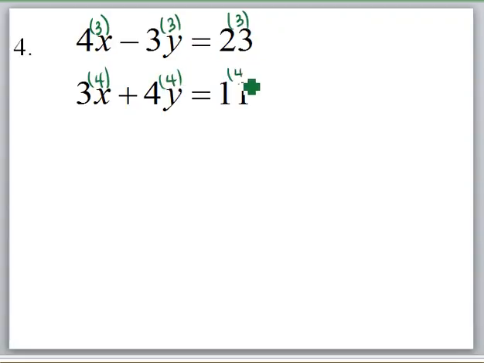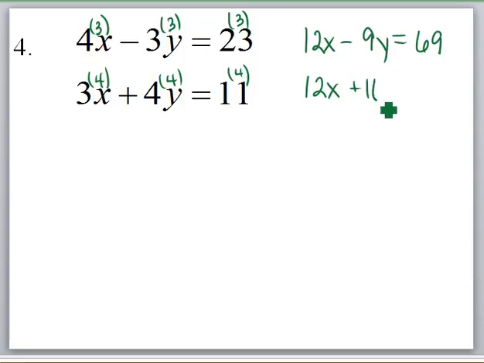Now the one problem with doing that, I'll show you. So we get 12x minus 9y equals 69. Down below I get 12x plus 16y equals 44. Well, now I have two positives, and I need one of them to be negative. So what I really wanted to do was actually multiply by a -4 everywhere. Or I could have just changed the signs once I came over here. So what happens is these create 0.